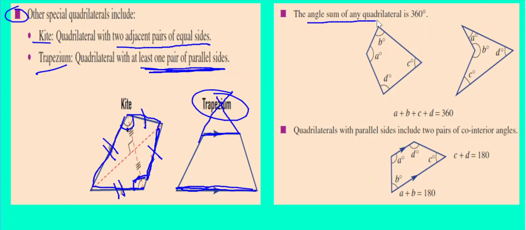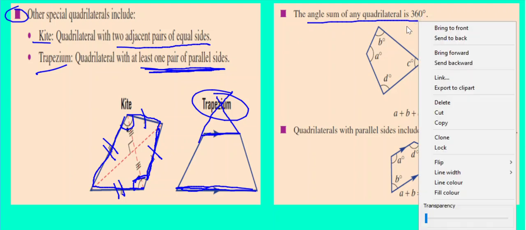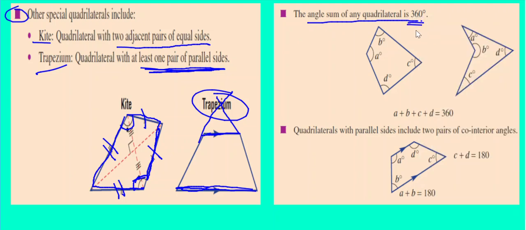Okay, as we said, the sum of the angles in a quadrilateral is 360 degrees. Yeah, in both cases, whether it's a convex or a non-convex quadrilateral, they will always add up to 360. Doesn't matter what type it is. They've both got four angles, and those four angles will always add up to 360 degrees.